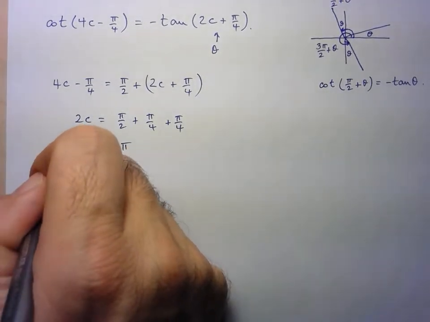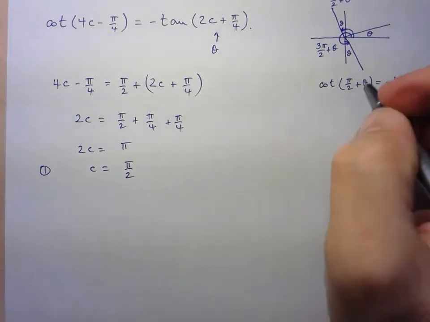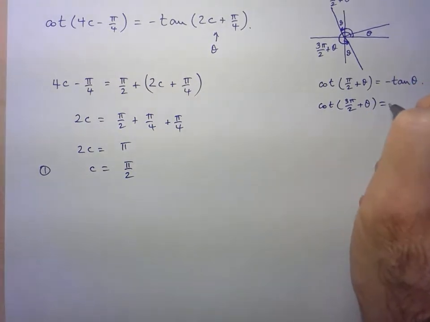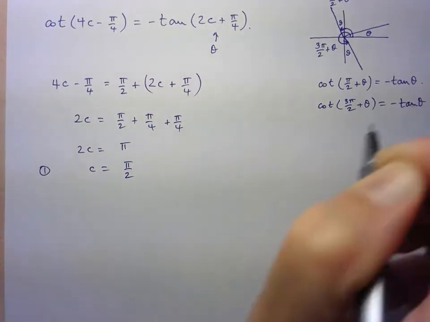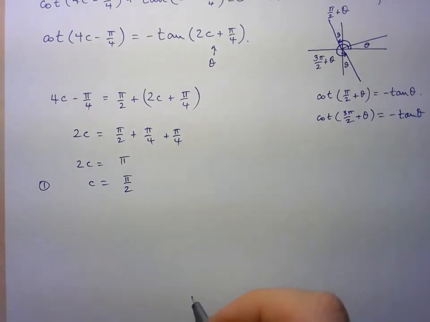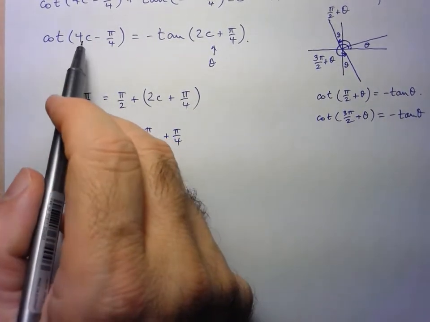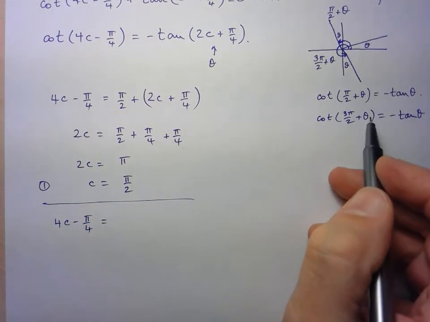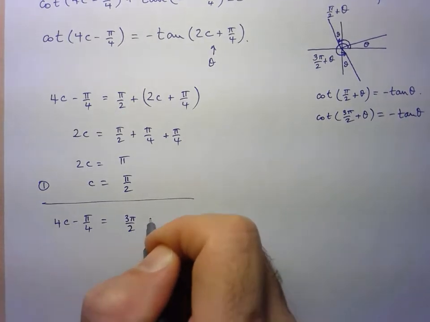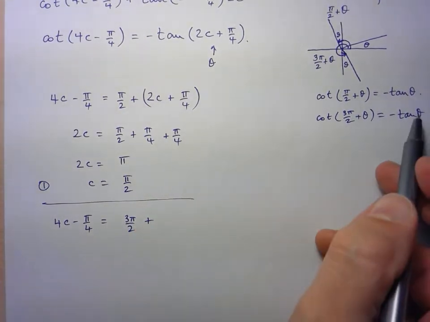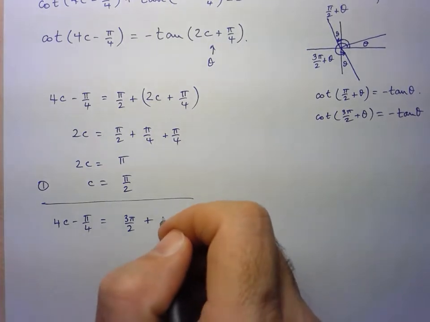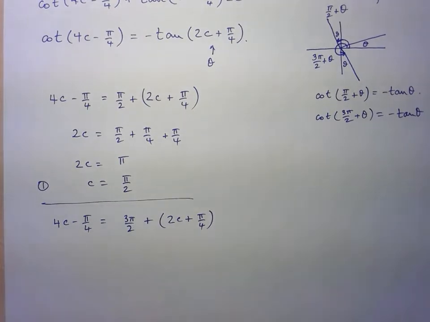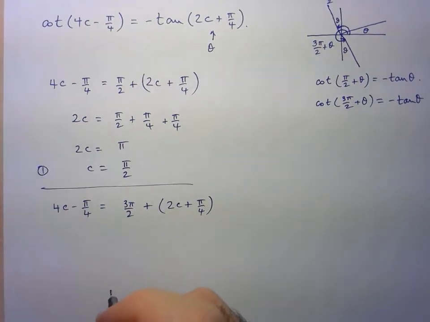Now I'll find a second solution using this other identity. So I'll use the identity cotangent of 3 pi over 2 plus theta equals minus tan of theta, and see what that produces. Okay, so for my second one here, I'm going to have my 4c minus pi over 4 equaling 3 pi over 2 plus theta, but our theta is 2c plus pi over 4. So again, I'm just adding. Okay, no issues with signs, but I'll just get used to always putting brackets around there.